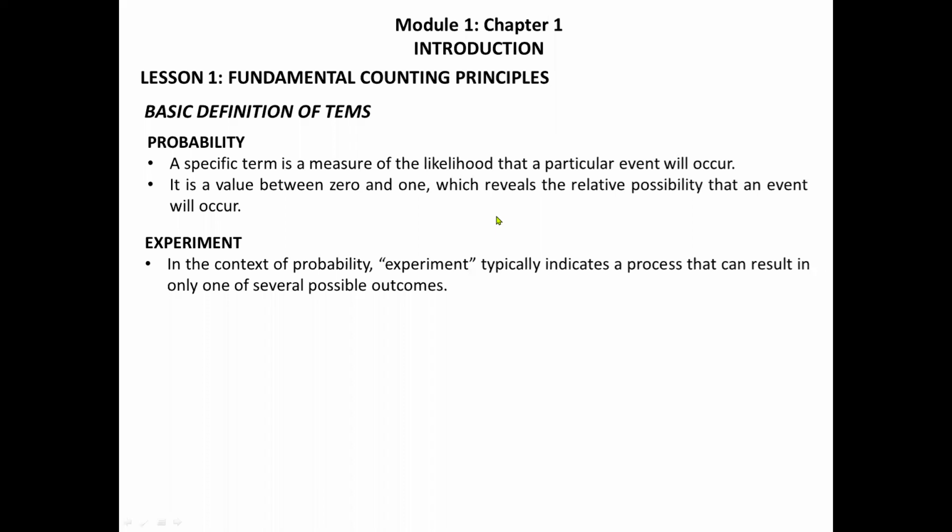Experiment. In the context of probability, experiment typically indicates the process that can result in only one of several possible outcomes. So when you conduct an experiment, you definitely have an output, but you cannot get all the outputs. For every try, you have one outcome. For example, I toss a coin. Definitely, when the coin lands on the ground, only one outcome will appear. It cannot be two outcomes. An experiment always has only one outcome.